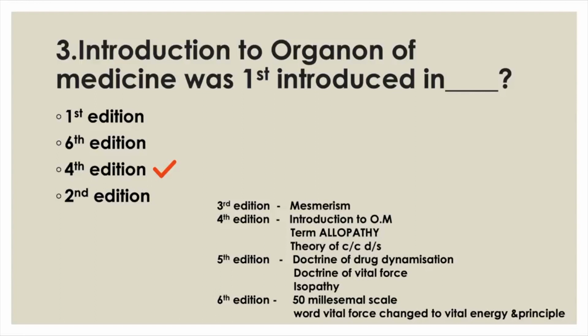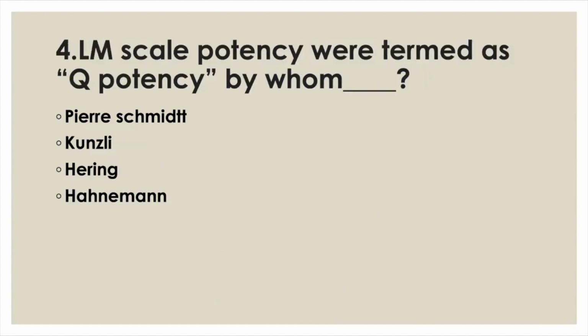In fifth edition, doctrine of drug dynamization, doctrine of vital force and isopathy. In sixth edition, 50 millesimal scale, and the word vital force changed to vital energy and principle. LM scale potencies were termed as Q potency.